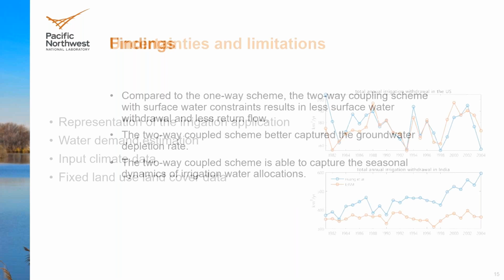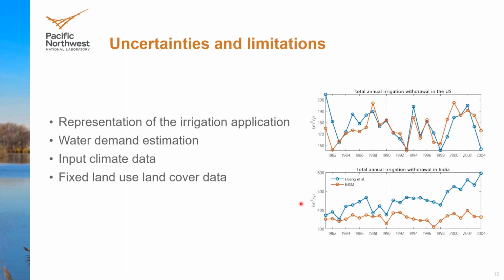We also have some uncertainties and limitations in this study. Here I list a few. First, the representation of the irrigation application. In this study, we assume that everywhere in the world they use the same method to irrigate, which is dripping. But some places are probably using the flooding method to irrigate, or if you have rice paddy, you will flood the area and you will use more water.